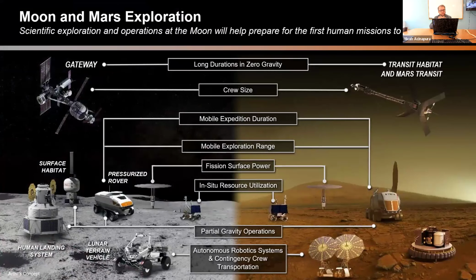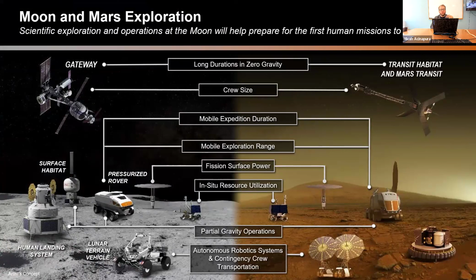There's a lot of similarities. Some stuff is the same and some stuff is different. A lot that's the same, we can experiment with long duration in zero or microgravity. We can experiment with varying crew sizes and what that means. Mobile expedition, so we're driving on our rovers on the moon. There's still a lot that we can learn about Mars through doing this. Fission power, like I was mentioning, resource utilization.